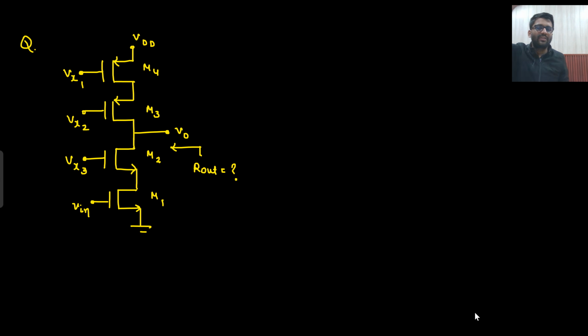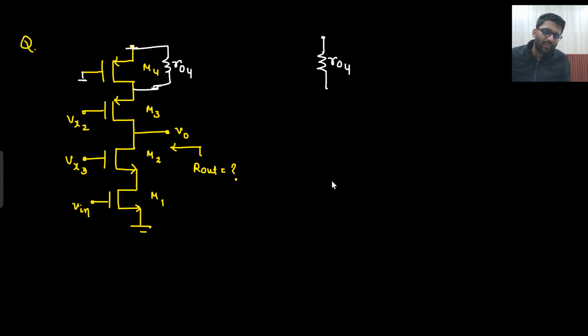So first let's solve the upper circuit. Vx1 will be shorted, VDD will be shorted. So VSG is gone: source and gate potentials are both gone, 0 minus 0. That means there will be no current in the MOS, but R04 is connected there. So the upper part can be replaced with R04, and this is connected to ground.